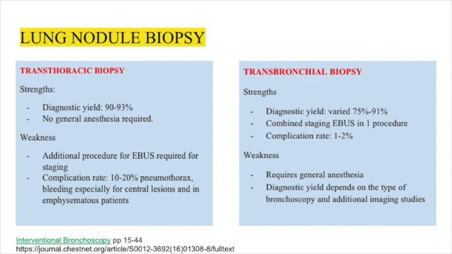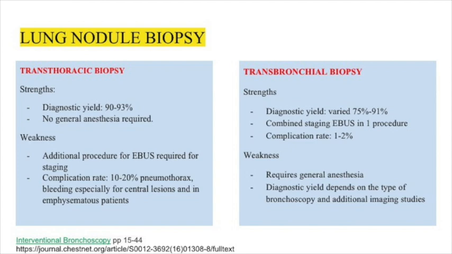And then the second type of weakness is that it has a relatively higher complication rate in terms of the lung complication, such as pneumothorax and bleeding, which can happen to 5 to 10% of the cases.